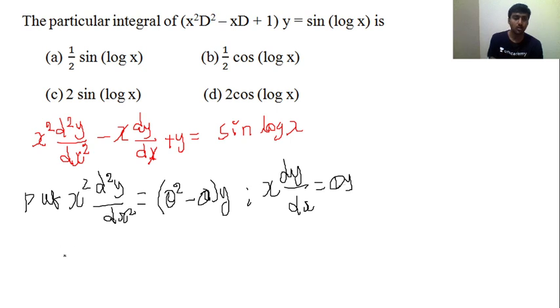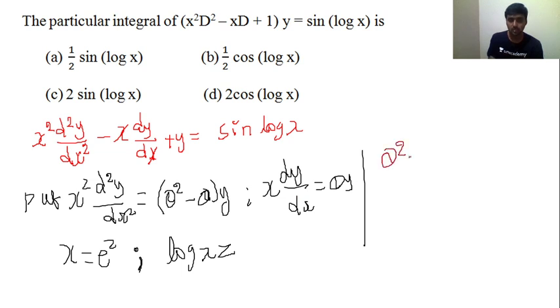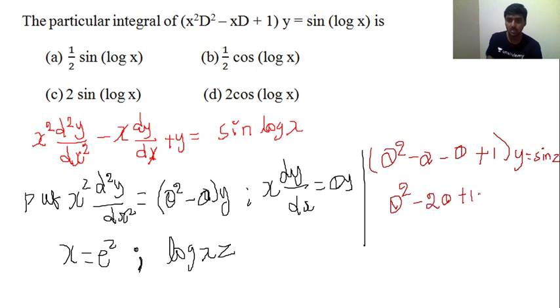This is the substitution. Now x is equal to e power z, then log x is equal to z. Then make these substitutions in the given equation. What we are getting as per the substitution: theta square minus theta minus theta plus 1 into y is equal to sin z. Instead of log x, substitute z. Now theta square minus 2 theta plus 1 into y is equal to sin z. So this is the equation.